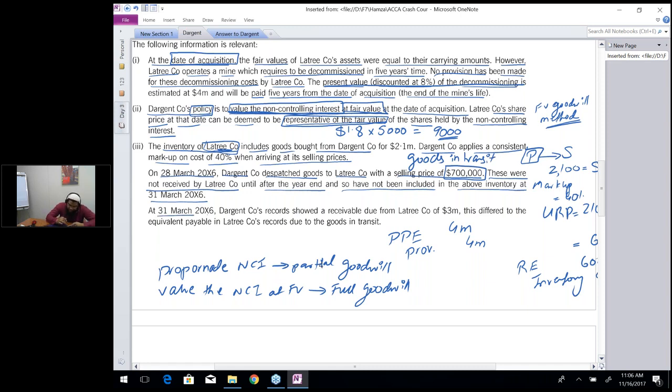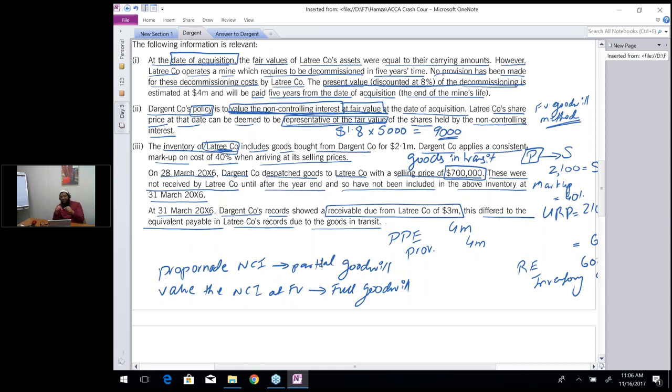Now the question further says that at 31st March 2006, Targent company's records showed a receivable of $3 million. This differed from the equivalent payable in the subsidiary's records due to the goods in transit. According to the parent company, the receivable is $3 million, and this receivable is from the subsidiary. So this is a case of payable and receivable within the group. The parent has a receivable from the subsidiary. The subsidiary has a payable to the parent.